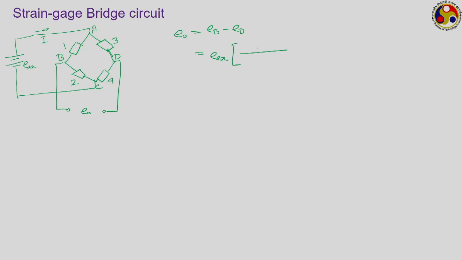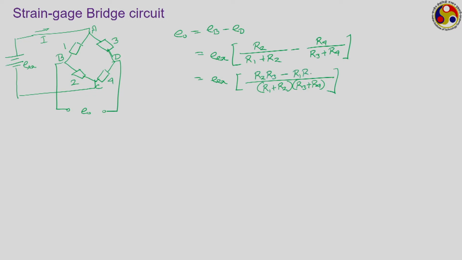Eb should be equal to R2 divided by R1 plus R2, that is the voltage dividing relation. Similarly, Ed should be equal to R4 divided by R3 plus R4. If we simplify this, we get R1 plus R2, R3 plus R4. So, if we simplify this, then we have R2 R3 minus R1 R4.